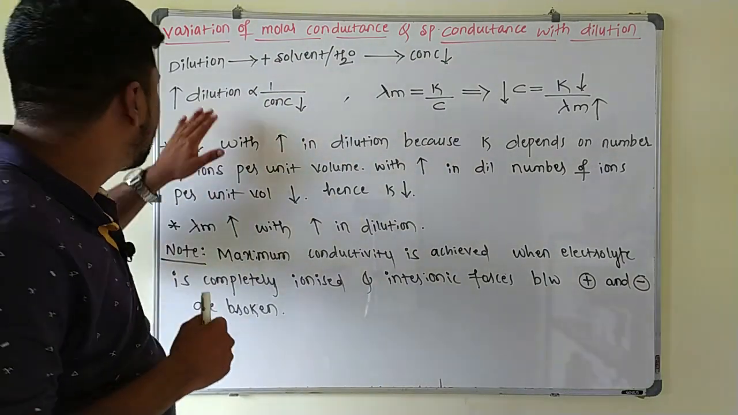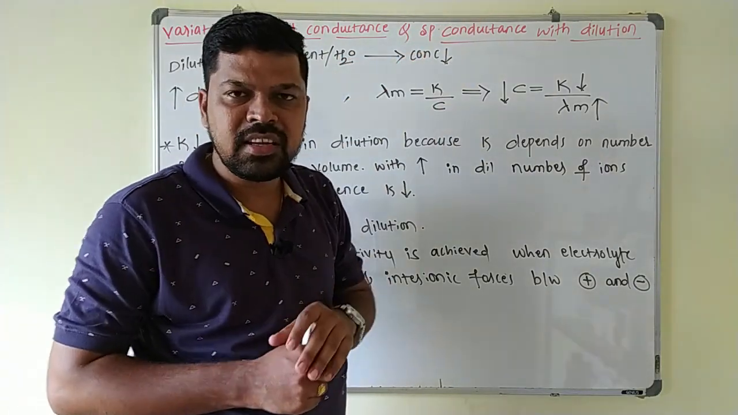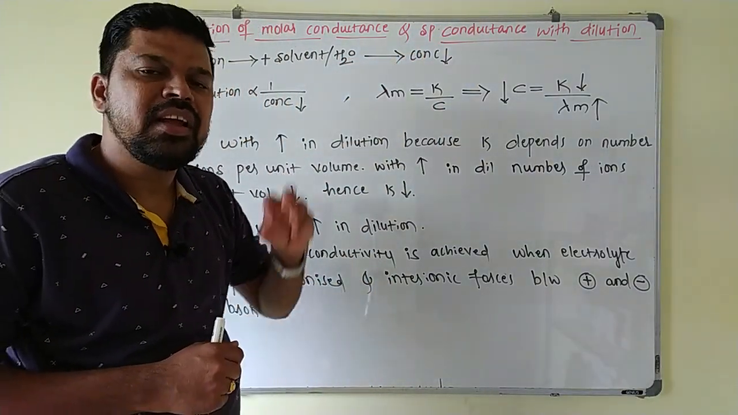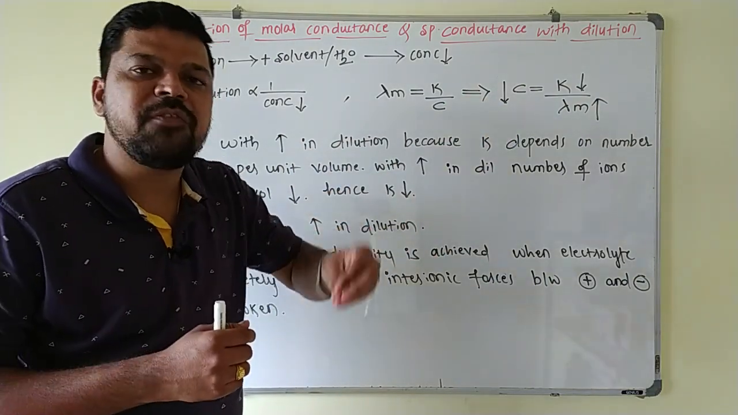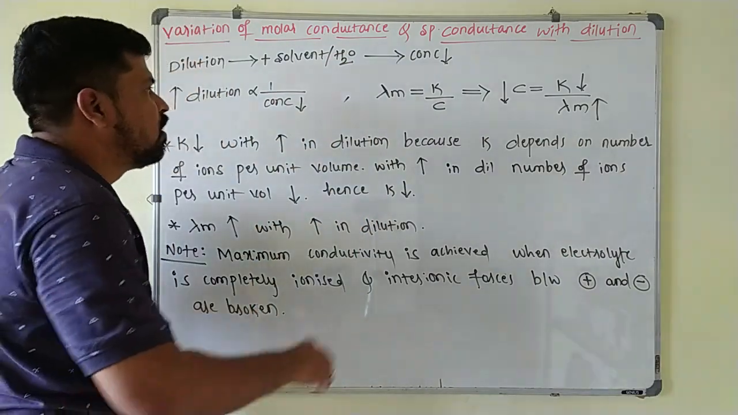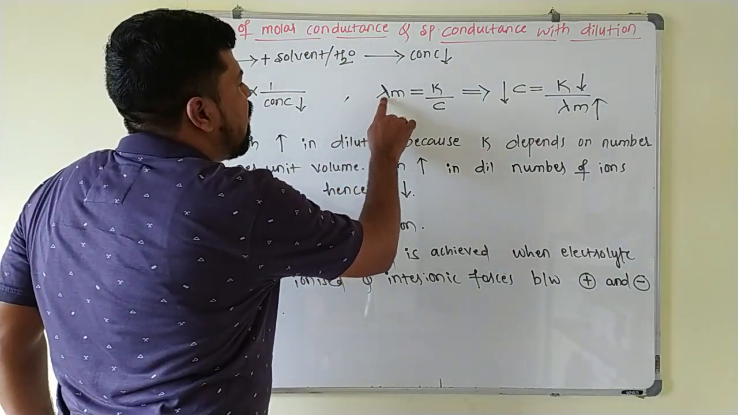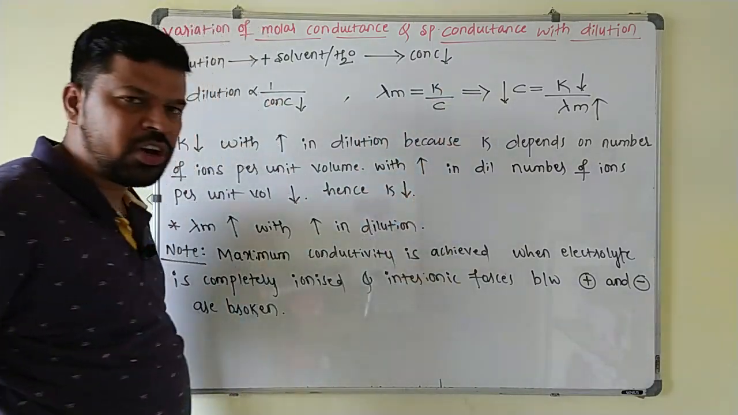Now we will see how molar conductance and specific conductance vary with the dilution. What is dilution? Addition of water to the electrolytic solution. So what is the effect of addition of water to the electrolytic solution? We will see it now. The formula for the molar conductance is what? Molar conductance is equal to specific conductance divided by concentration.